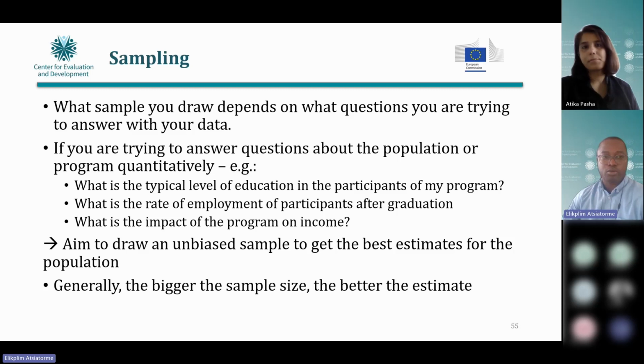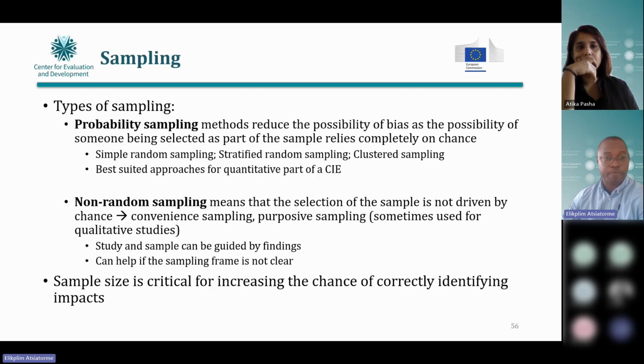The whole idea of sampling would be that you would do an unbiased sampling in order for you to get the estimates. And we always stress that a generally bigger sample size will always give you a better estimate. When the sample size is smaller, the likelihood of you finding a good estimate is really low, because once you have a bigger sample, it gives you a clearer picture of the population. And with that, you are able to collect data from a sample that is representative of the population.